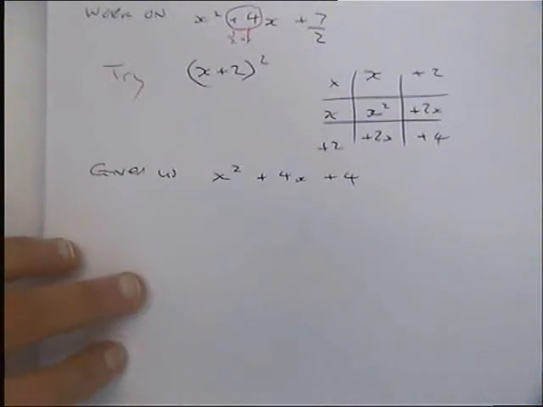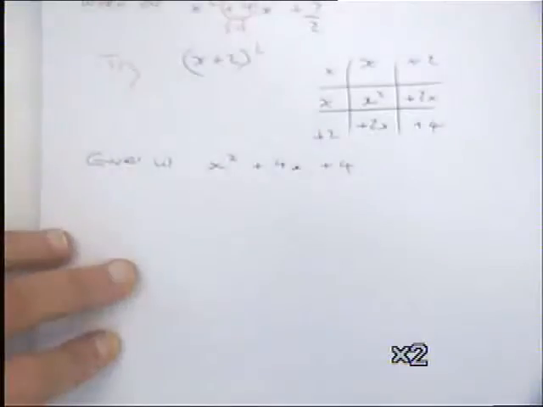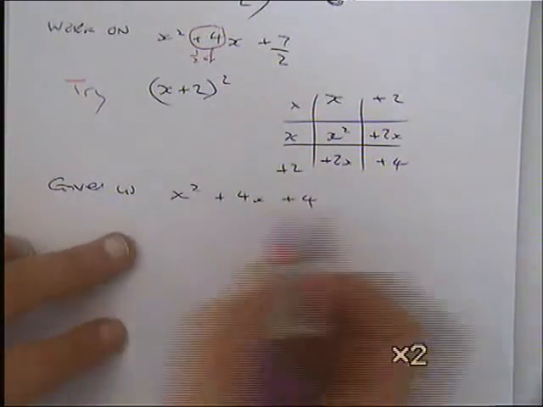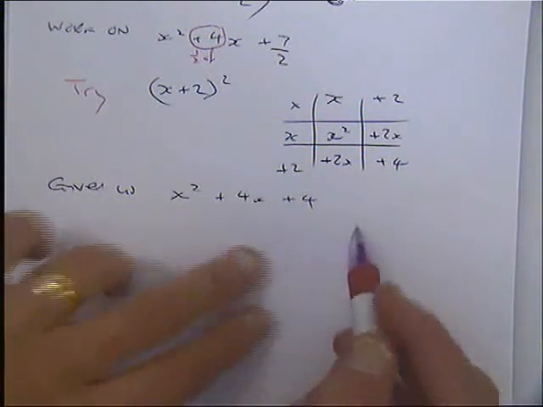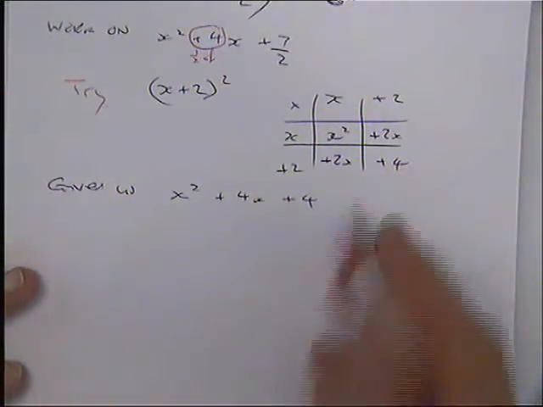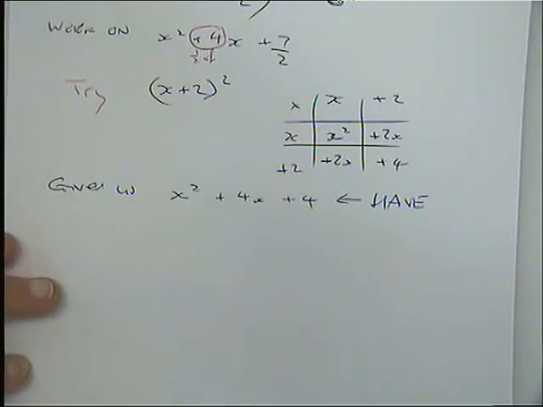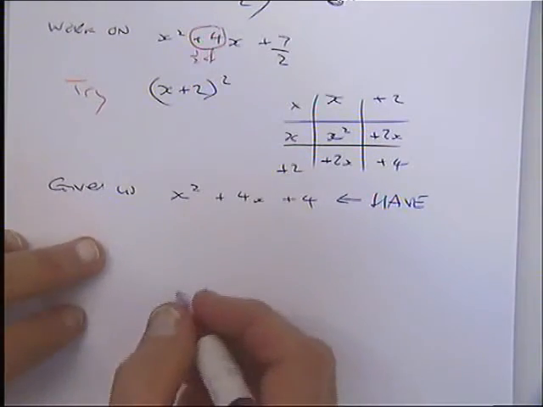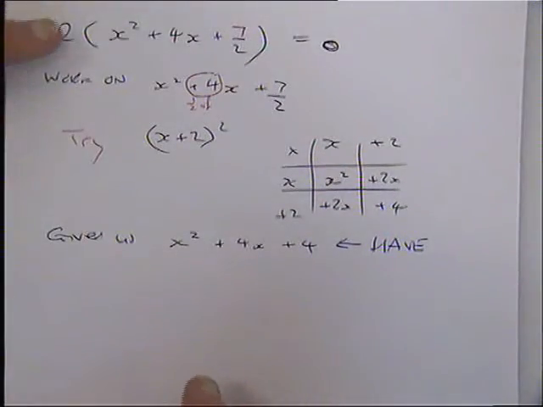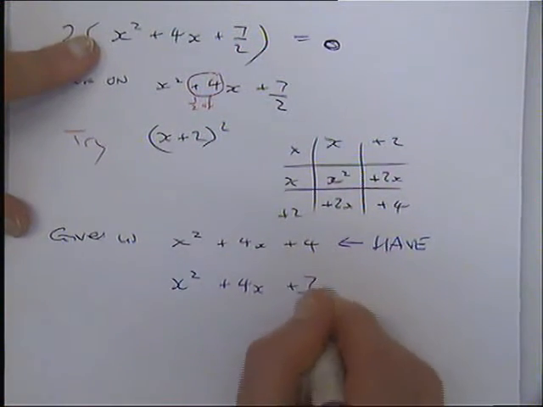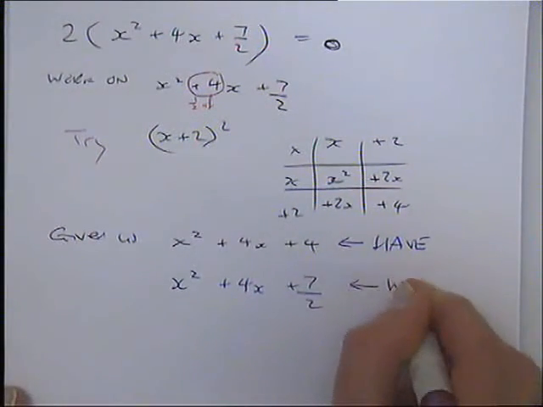Okay, Emily said the answer a minute ago. If you've done it on the grid, if I can press the right buttons. Okay, there we go. We should be getting x squared plus 4x plus 4. Okay, so that thing there is what we have. But what did we need? Go back to this line up here. We needed x squared plus 4x plus 7 over 2. That's what we want.